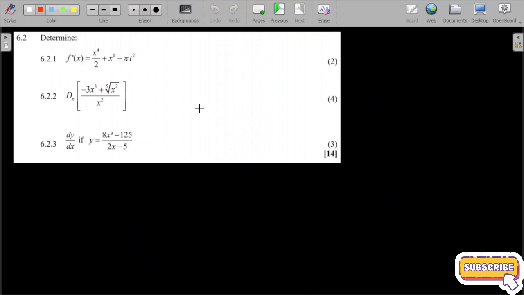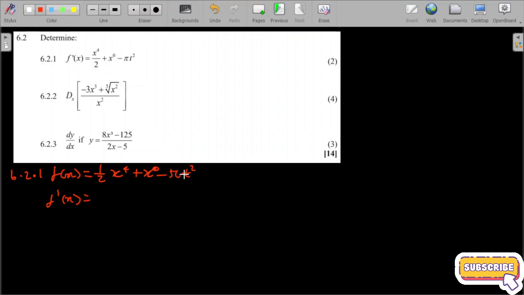Now let's go into the second part of calculus, where we are deriving. Remember, when you're deriving here, we're just using the rule of differentiation, which is the power rule. Now let's get into 6.2.1. So f(x) is equal to, this thing is more or less the same as negative, it's half times x to the 4, then plus x to the 0, then minus pi, and then c2. Now here we need to derive this in terms of x. So if you're deriving this in terms of x, remember anything raised to 0 is 1. So this is 1, it's just a constant.